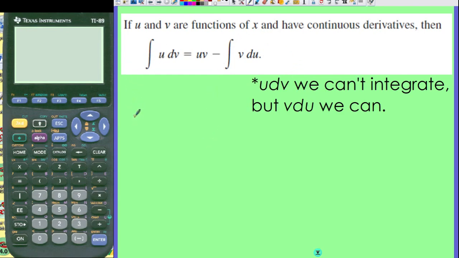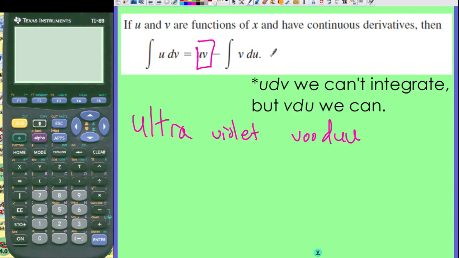A way to remember this is the phrase ultraviolet voodoo. I got this from some training, and it's stuck in my head now. So, ultraviolet, u v, or actually right here, ultraviolet voodoo. The idea here is that u dv is impossible to integrate, but v du you can actually integrate. So this just rearranges those two.